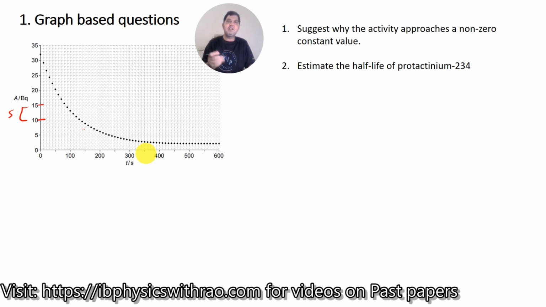So why does the activity of a sample initially decrease like this, and after that keep on remaining constant? It doesn't become zero. It is not a constant once again. It doesn't approach zero, but it almost looks like a constant. That's the question. So how do you answer this?